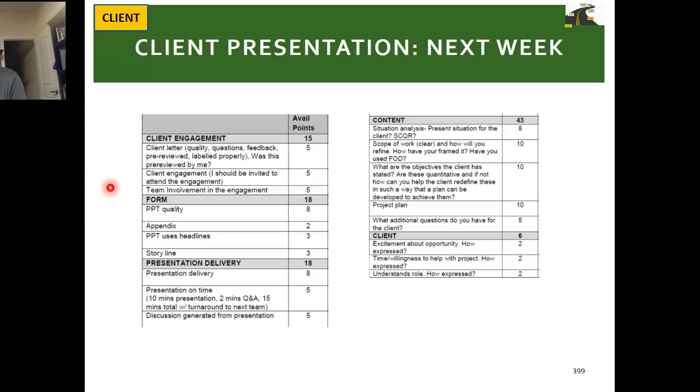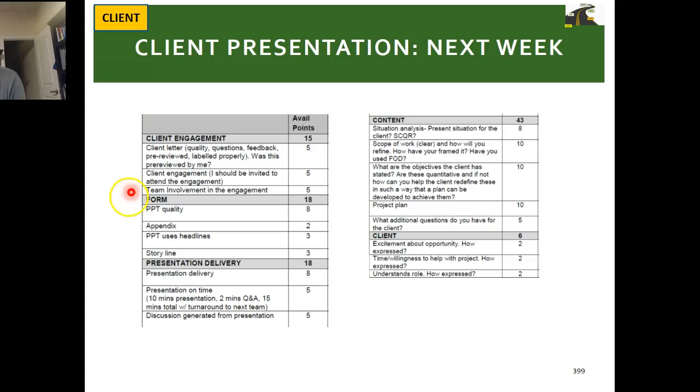So you've got to do a little preparation on your part, because you need to be able to engage the client, make sure the client knows how enthusiastic you are, but also get the client enthusiastic about your working on their project over the next 6 weeks.